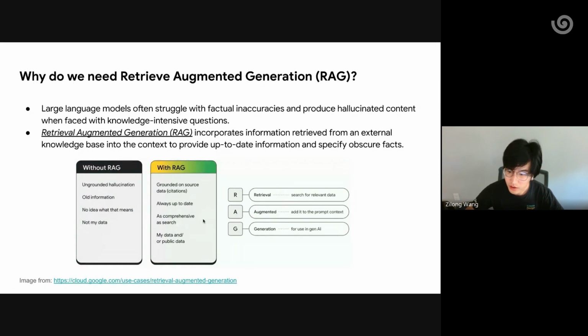As illustrated in this figure, which I copied from some Google Docs, you can see with RAG, the model will have more grounding truth and the knowledge will be up to date, and it's like a more comprehensive search engine for you. So basically RAG can solve this problem well, but I'm not sure it's the ultimate goal, but let's see.